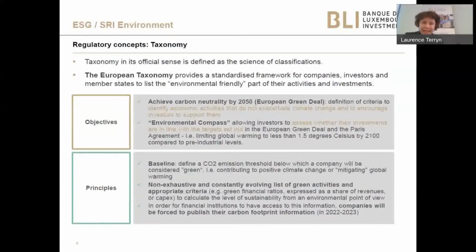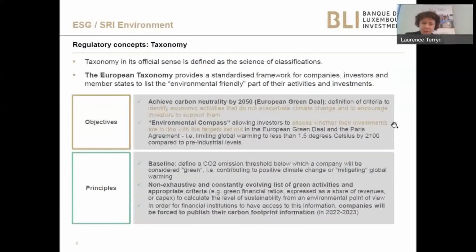It is meant as such as an environmental compass, which allows investors to assess whether their investments are in line or not with the targets set out in the European Green Deal and the Paris Agreement, which consist, of course, and as you know, in limiting global warming to less than 1.5 degrees Celsius by 2100 in comparison to pre-industrial levels. The principle, the baseline, is of course to define a limit, a threshold of CO2 emission below which a company will be considered green.